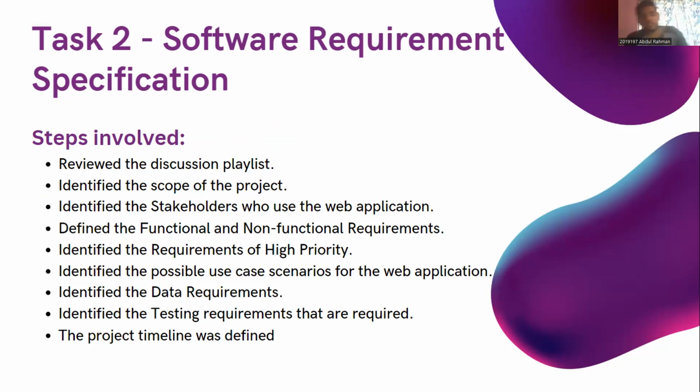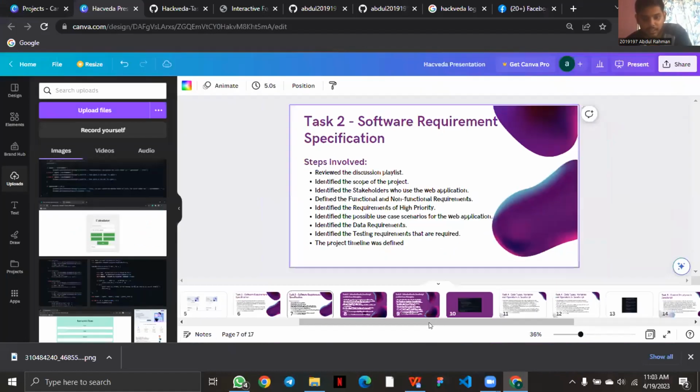And the instructions we were given is to review the playlist which we have been provided, and these are the set of 10 notes where I have noted: identify the scope of the project, identify the stakeholders who use the web application, define functional and non-functional requirements, identify requirements for high priority, possible use case scenarios, data requirements, testing.